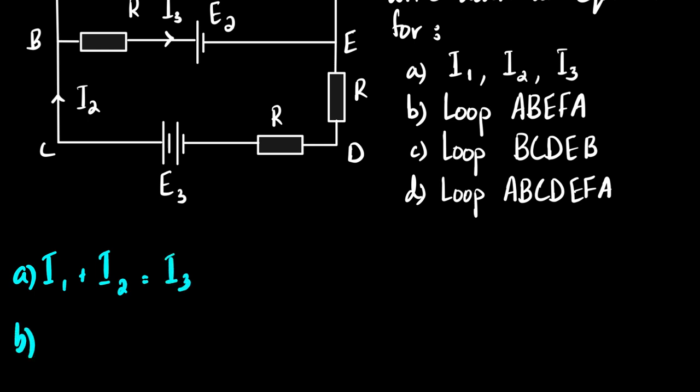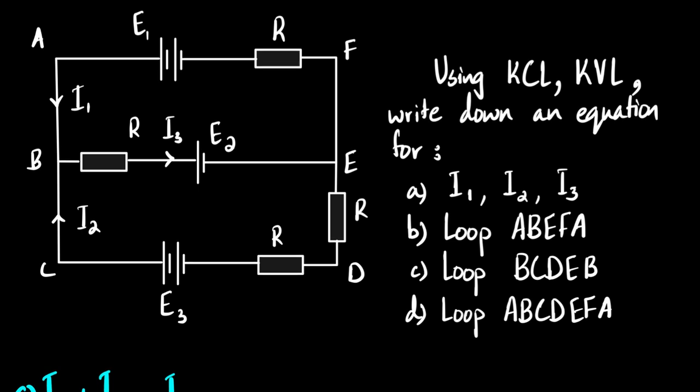Part B, loop A, B, E, F, A. So this is A, B, E, F, and A. There are two currents here, and their direction is not clashing. So all I would do here is say these are going in the same direction. I don't need to go to rule 2. I can see that these currents are entering into the negative terminal of E1. I'm going to take this as positive, and entering into the positive terminal of E2. I'm going to take this as negative.